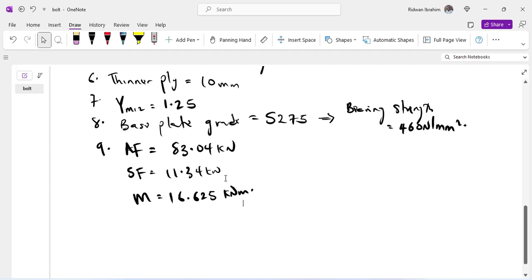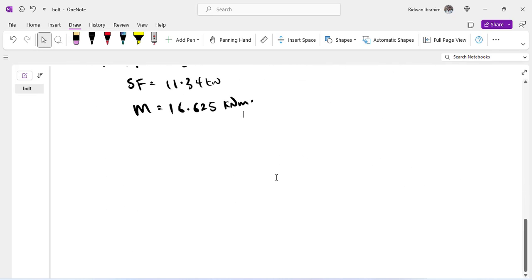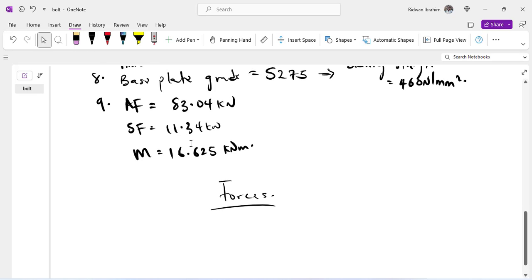I've explained earlier that what we are checking is 3 failures. We are checking it against pullout, we are checking it against shear, and we are checking it against bearing. Okay, so let me calculate the forces. You might be wondering, what force am I talking about? Because we've already calculated these forces, and that's what I've written out, right? So yeah, that's very correct. However, this is the force from the column. We want to talk about the force on each bolt.